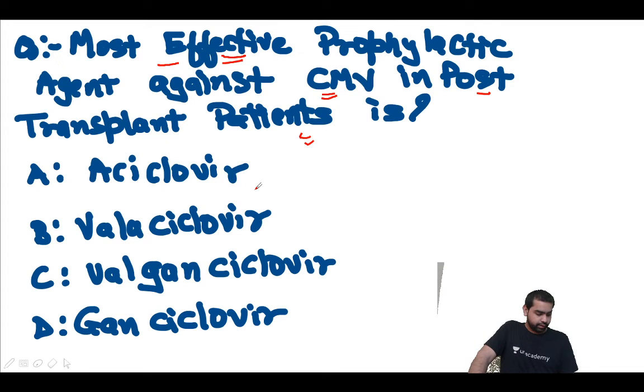Right. I think the answer started from Anisha. Most of you are answering it as D. Raghu is the one who is answering it as C. Anybody else want to say what the answer is? The answer to this particular question is in fact C, guys. Please understand, valganciclovir is the drug which is the most effective prophylactic agent.